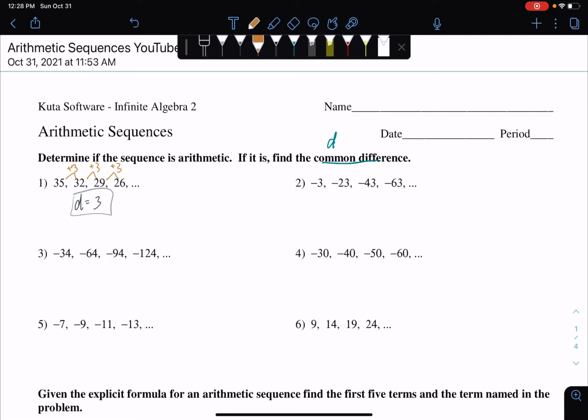Now, for number 2, negative 3 to negative 23, the interval or the distance in between the two values is negative 20. How did I say that? Negative 3 plus negative 20 is the value that we get for the next term, negative 23. Negative 23, negative 43, we get negative 20 difference. Negative 63 and negative 43, it's also negative 20. So our common difference will be negative 20.